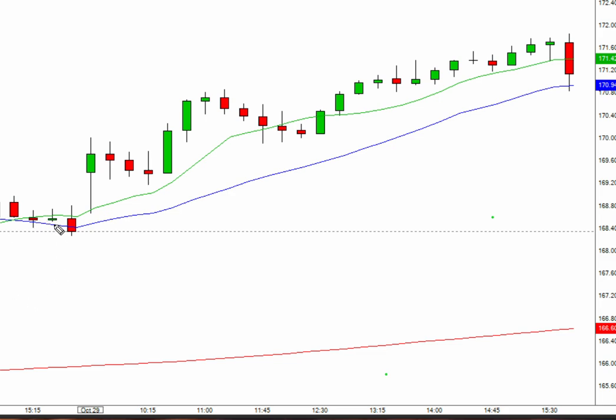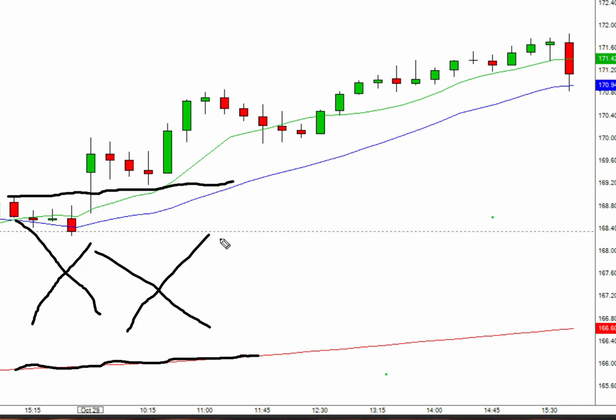In order to get the opening zone, this blue line is the 20 MA, the green line is the 8 MA, and down here this red line is the 200 MA. What I like to do is, if we go right before this bar opened today, we'll look at the opening zone. The opening zone is going to be from yesterday's price action going forward, and the 200 from yesterday. This is your zone right here.